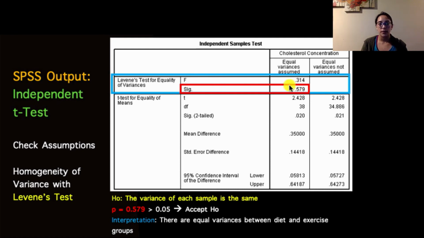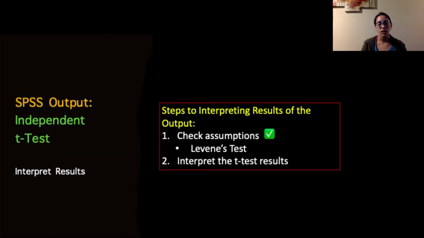We can identify from this table that our p-value is 0.579, which if we evaluate this in comparison to our alpha, which is 0.05, it is greater than 0.05, which tells us to accept the null hypothesis. And our interpretation of that p-value would then be that there are, in fact, equal variances between diet and exercise groups. So we can reasonably assume that we have met our assumption based on the result of this Levene's test. After we've checked our assumptions, we then can go into interpreting the t-test results.